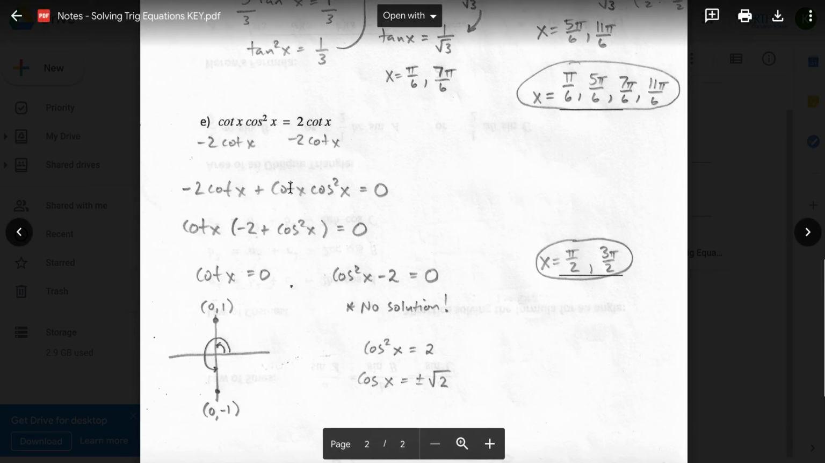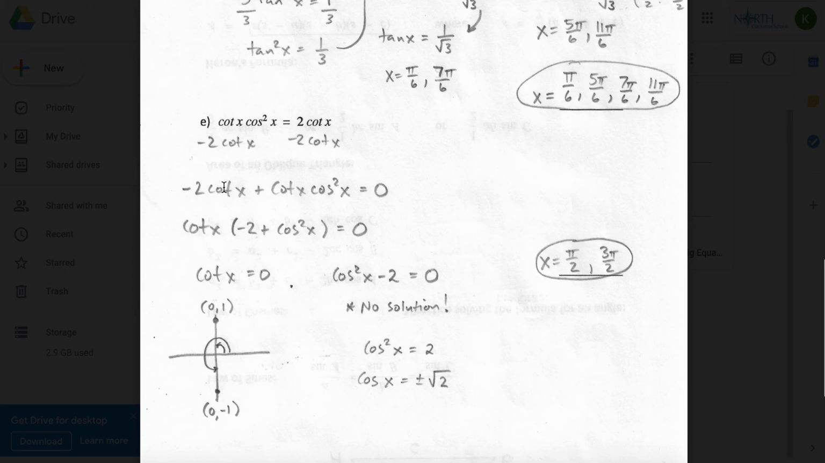Notice here on the left side we have 2 different terms, each with cotangent. So let's factor the cotangent of x out of those 2 terms. That'll leave behind negative 2 in that first term and cosine squared of x in the second term. So now if we look at these 2 things separately, because if this side is going to equal 0 and I'm multiplying these 2 things, well, only one of them has to equal 0 for the entire thing to equal 0. If cotangent of x equaled 0 and I multiplied it by this, the whole thing would be 0. Or if what was in parentheses was equal to 0, then this times that would also be 0. So what you need to do is just set each of these separately equal to 0.